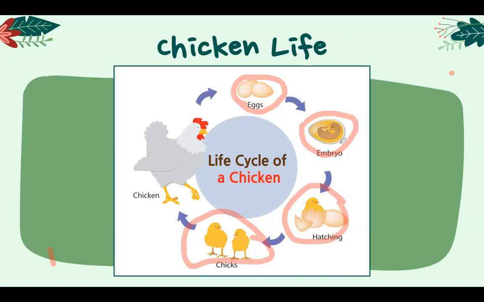And so we've got the chick, and then once it's an adult, the adult is called a chicken, okay? And so we call boy chickens roosters, and we call girl chickens hens. All right, let's move to the next slide.